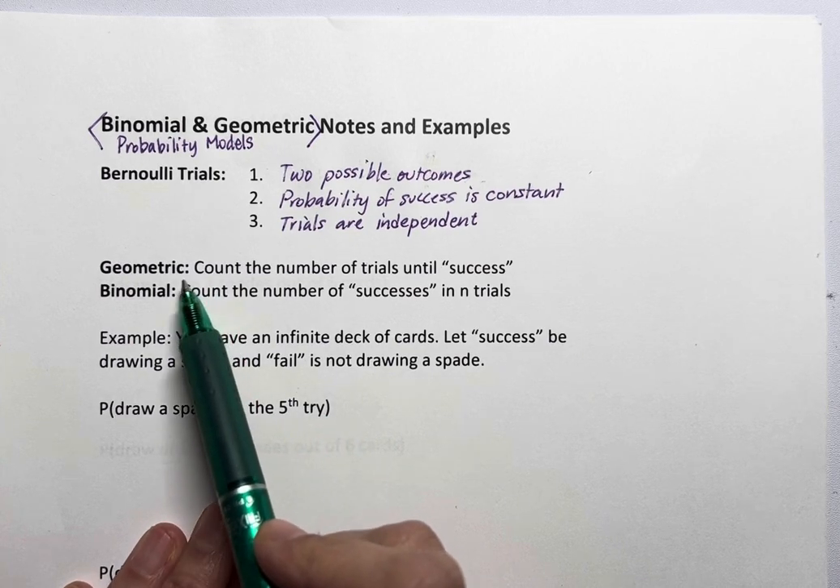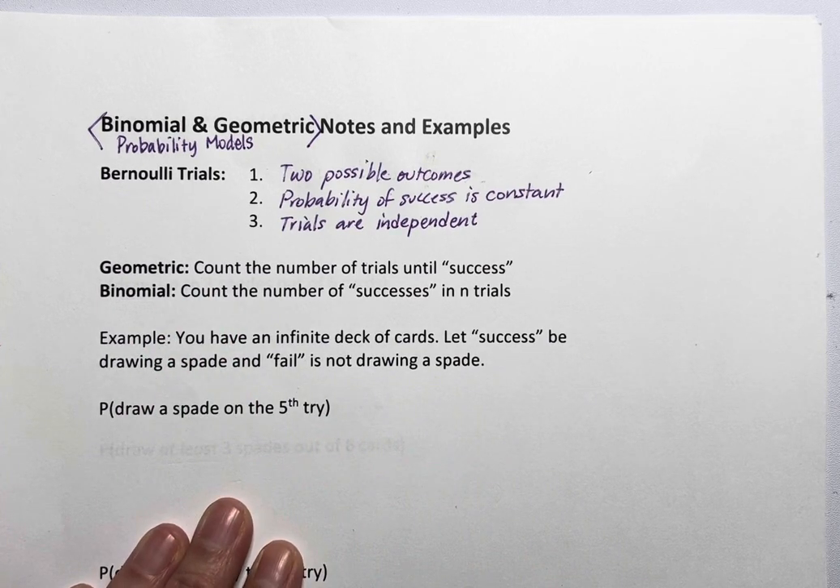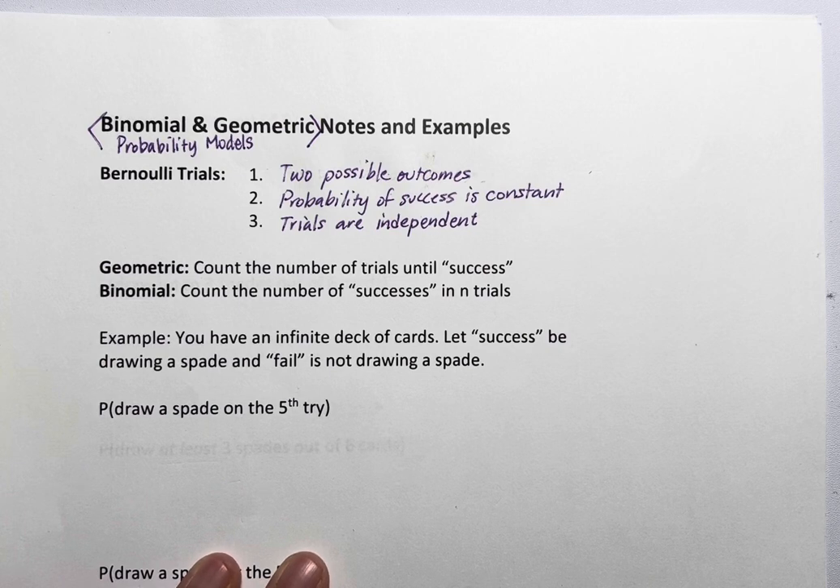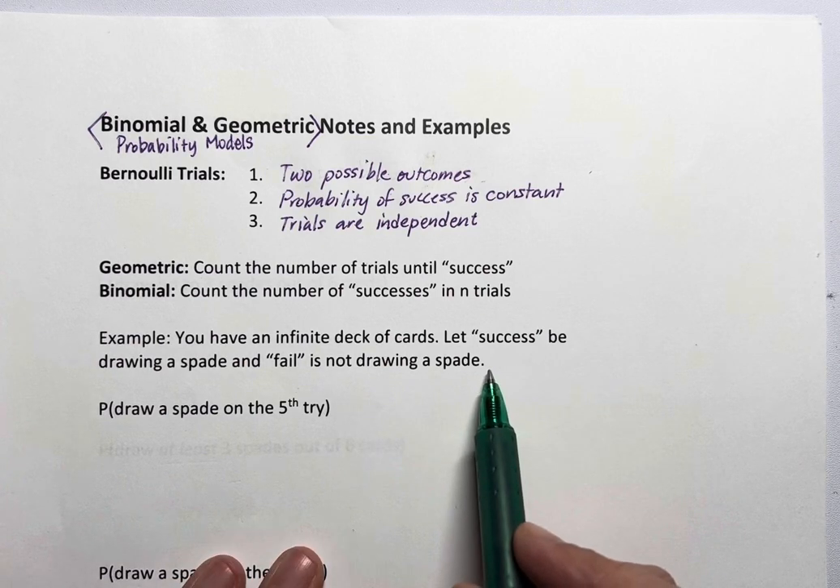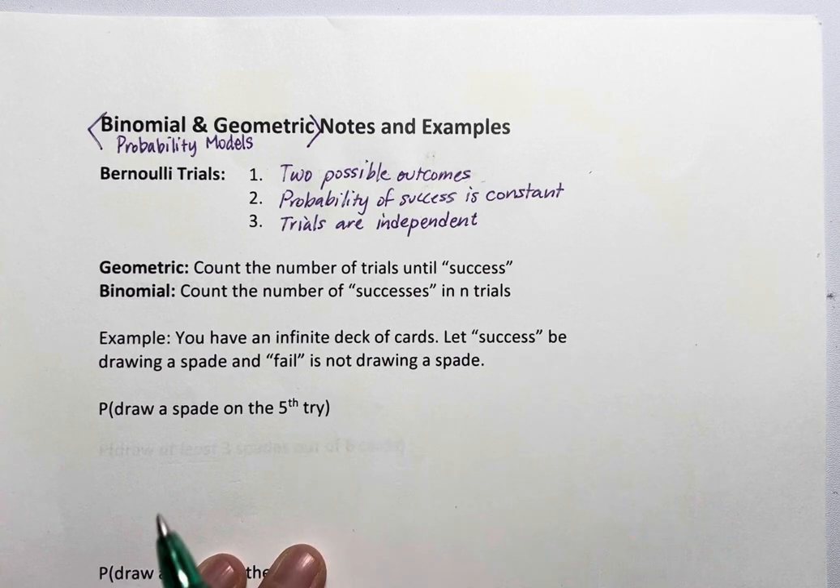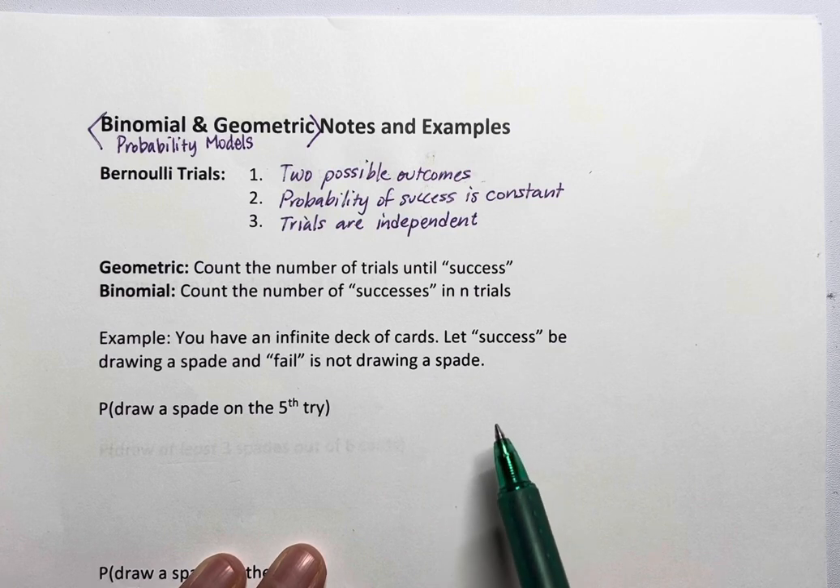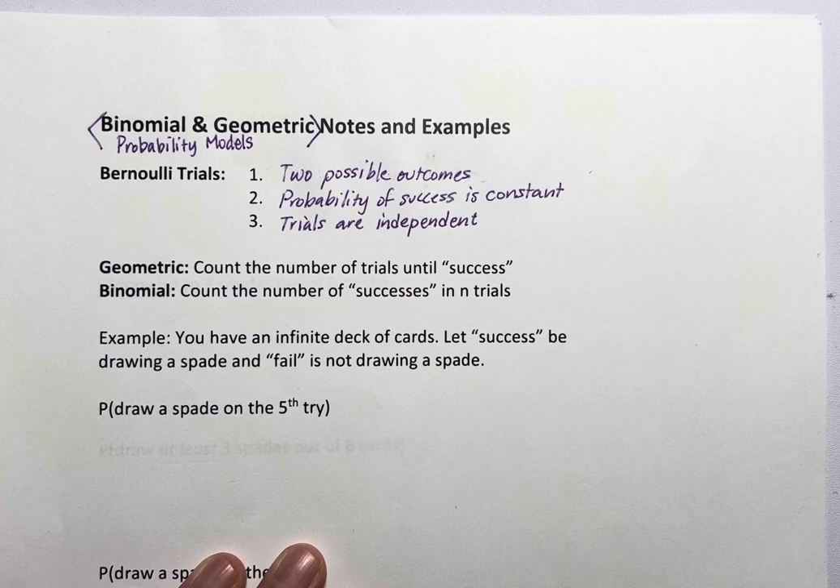Geometric probability models are when you count the number of trials until success. So you count until you see the spade you want to see. I'm going to keep talking about spades for cards. It'll just be our example for this whole video. So you might go like heart, diamond, and then you see your spade. And so it took you 3 trials until you saw that success.